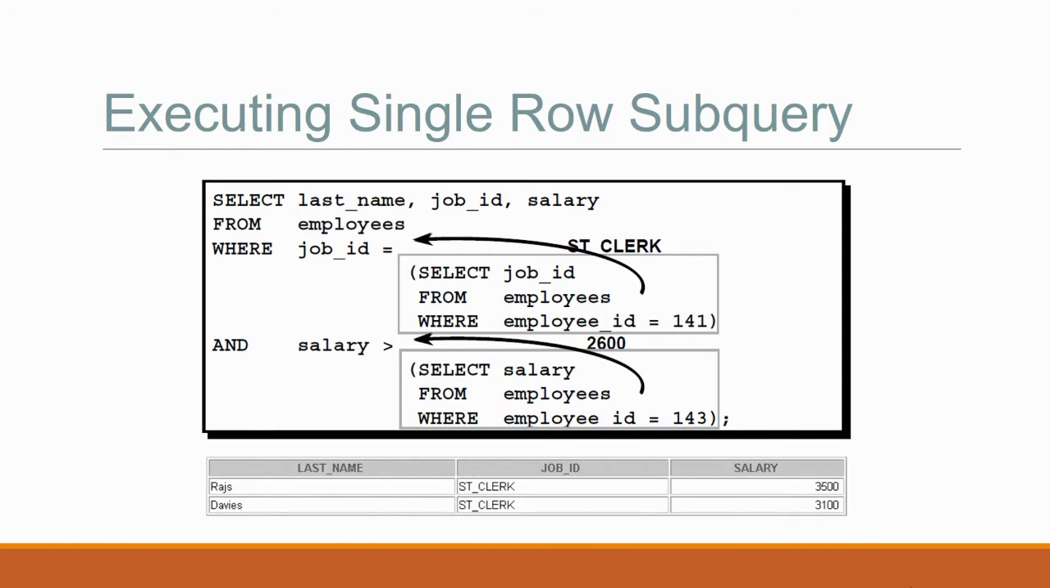A select statement can be considered as a query block. The example on the slide displays employees whose job ID is the same as that of employee 141 and whose salary is greater than that of employee 143. The example consists of three query blocks: the outer query and two inner queries. The inner query blocks are executed first, producing the query results ST_CLERK and 2600 respectively. The outer query block is then processed and uses the values returned by the inner queries to complete its search conditions.